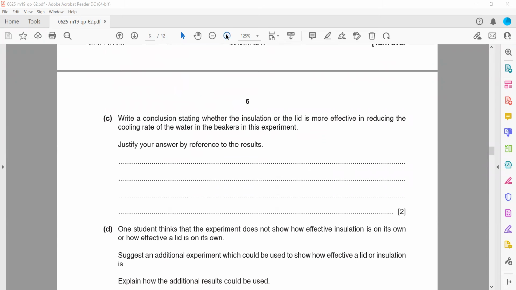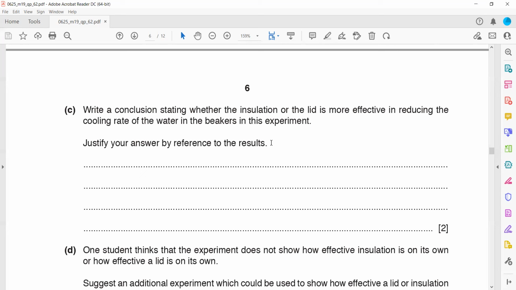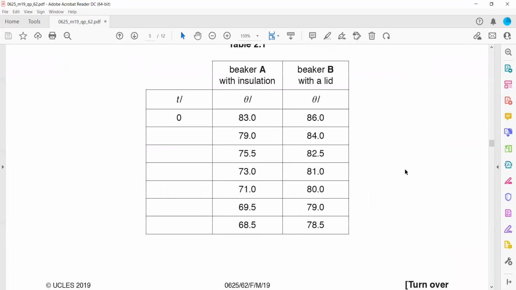The next part, write a conclusion stating whether the insulation or a lid is more effective in reducing the rate of cooling in a beaker in this experiment and justify by reference to the result. Like here, with insulation, what is the temperature change when we are using insulation? It started with 83 and after 3 minutes, it is ending at 68.5. So it will be 83 minus 68.5, which equals 14.5. So when we are using the insulation, the temperature change in 3 minutes was 14.5.